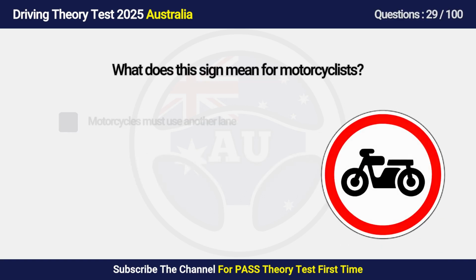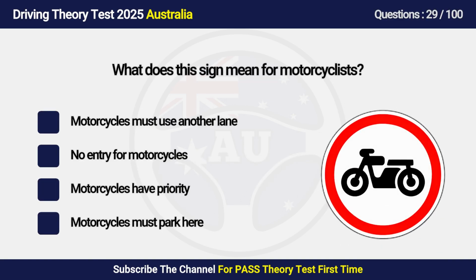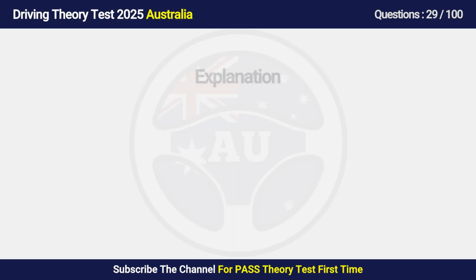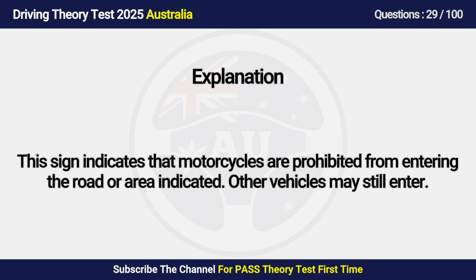Question 29. What does this sign mean for motorcyclists? A. Motorcycles must use another lane. B. No entry for motorcycles. C. Motorcycles have priority. D. Motorcycles must park here. Answer is B. No entry for motorcycles. This sign indicates that motorcycles are prohibited from entering the road or area. Other vehicles may still enter.